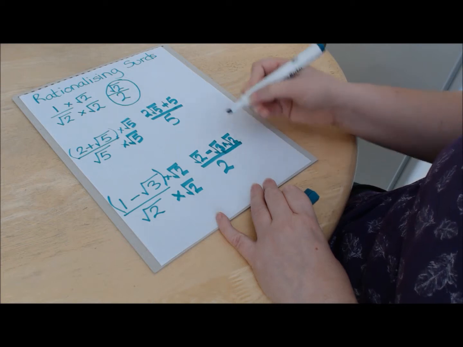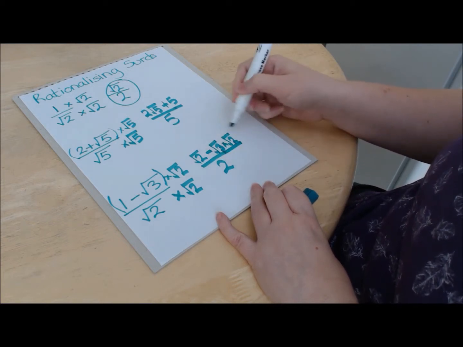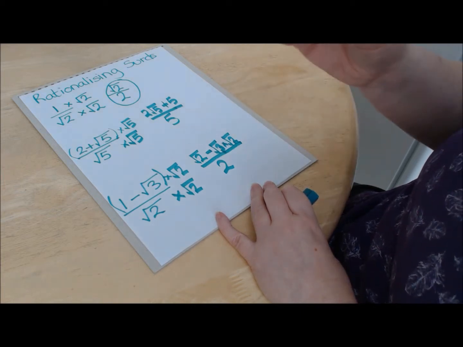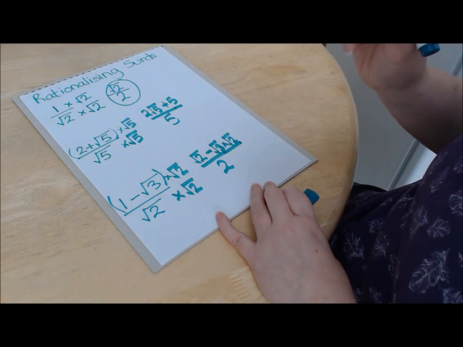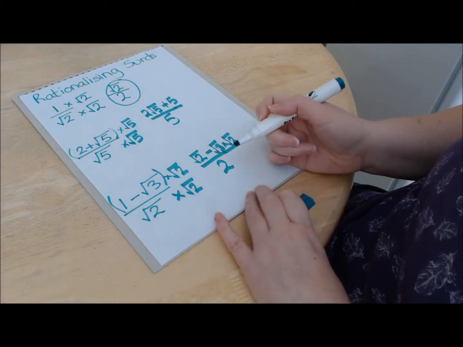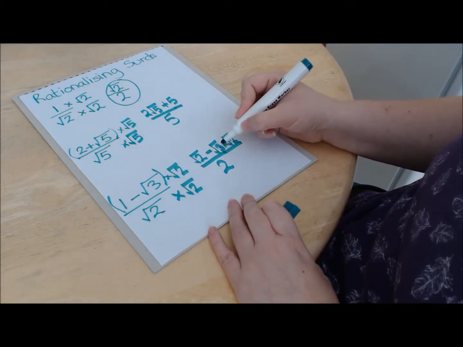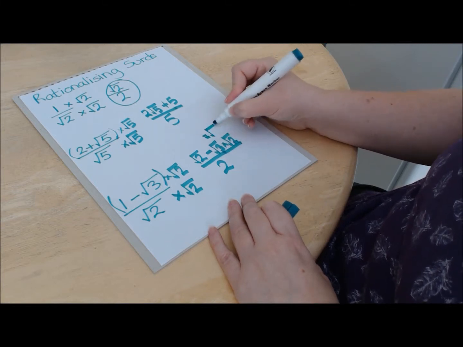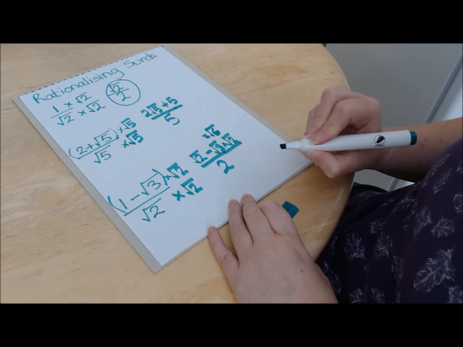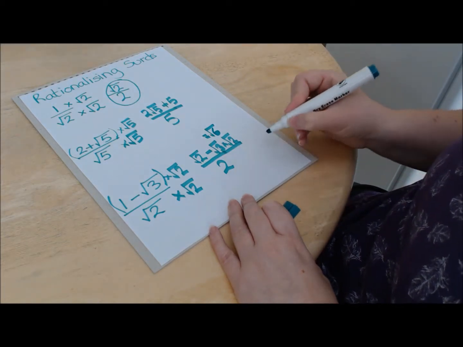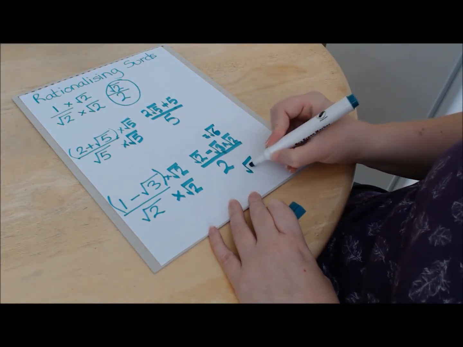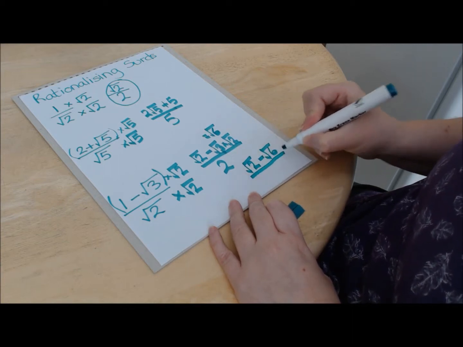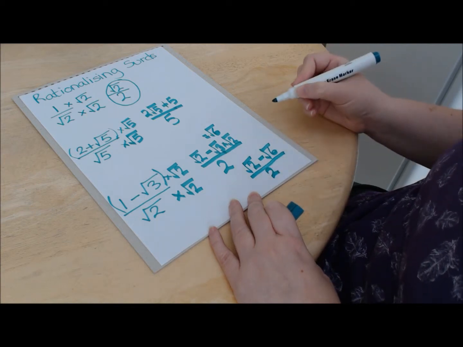This is where we need to use our rules to do with surds to simplify that, which in this case actually means going up and having just one root there. So root 3 times root 2 is actually the same as the square root of 3 times 2, which is root 6. So our final answer here is root 2 minus root 6 all divided by 2.